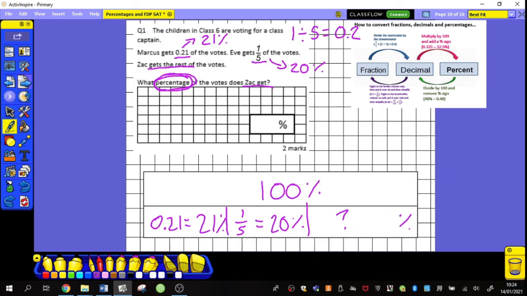So in order to get the remainder now, I need to add up the two I know, which will get me the whole of that. And then I'm going to subtract that from my whole, my 100%. So 21 add 20 is 41%. Subtract that from the whole, gives me 59%. What percentage of the votes does that get? He gets 59. It looks like he was the winner.